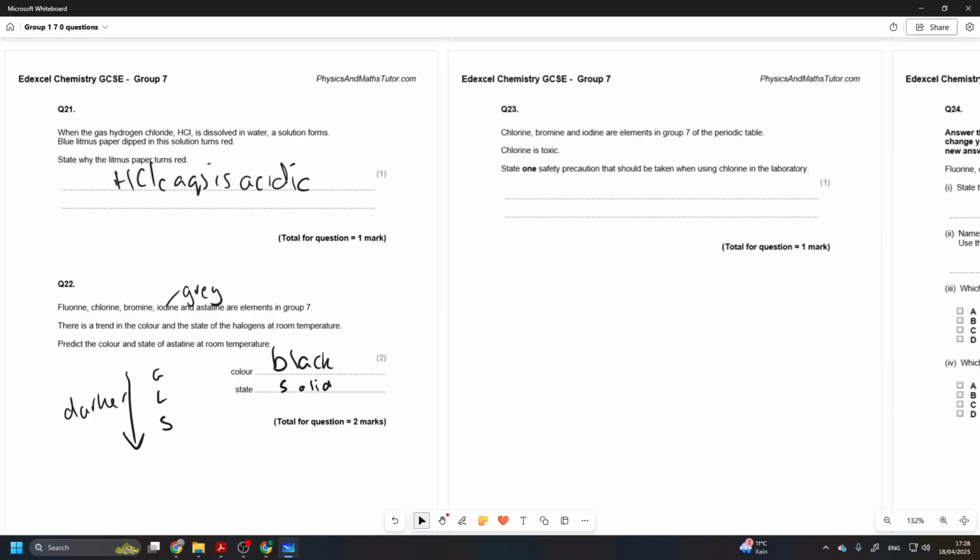Right. Chlorine, bromine and iodine are elements in group 7 of the periodic table. Chlorine is toxic. State one safety precaution that should be taken when using chlorine in the lab. Use a fume cupboard. Fume cupboard.